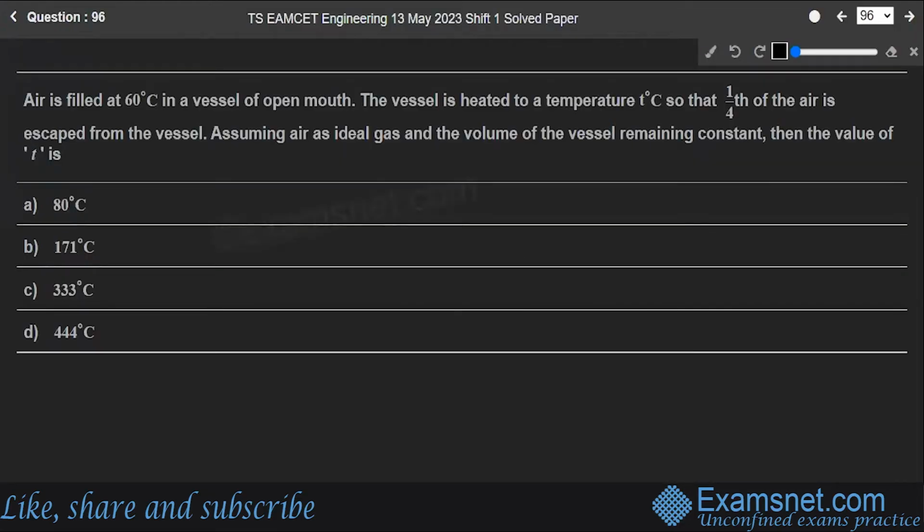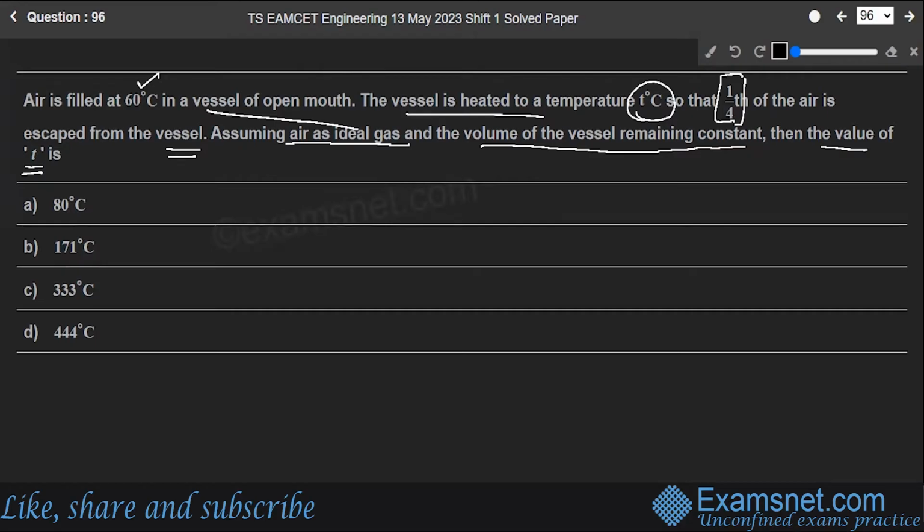Question number 96. Air is filled at 60 degrees Celsius in a vessel of open mouth. The vessel is heated to a temperature of T degrees Celsius, so that 1/4 of the air escapes from the vessel. Assuming that air is an ideal gas and the volume of the vessel remains constant, what is the value of the temperature T?